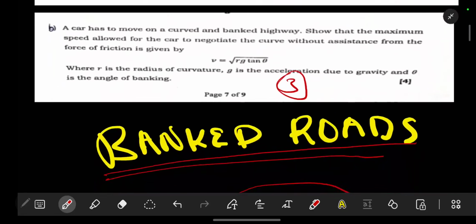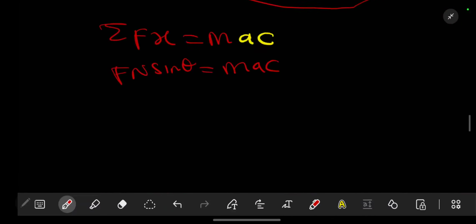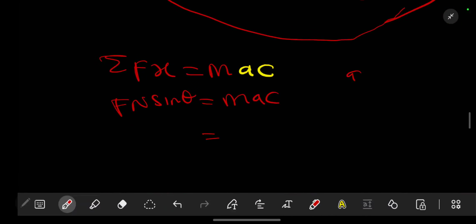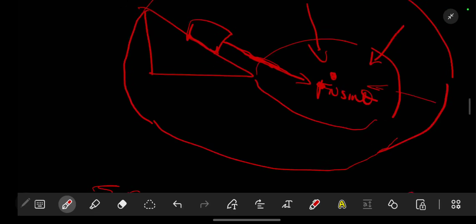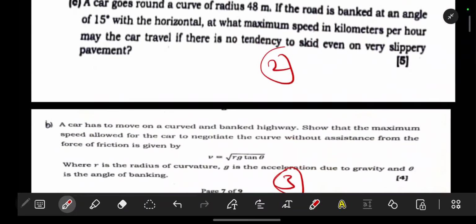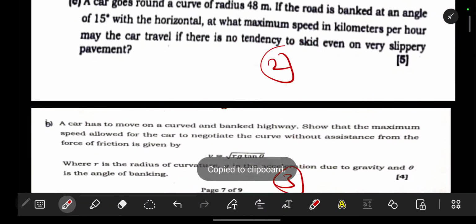So this is basically the knowledge that you need, and you know that the centripetal acceleration is equal to v squared over r. So you can say, if you want, mv squared over r. So this is our Fn sine of theta. But that was just the introduction. Let's now look at this question.